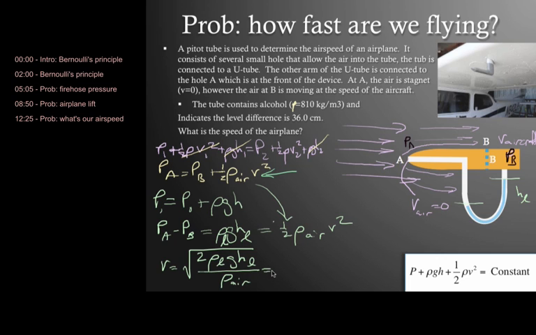And if we plug in our numbers, so we know H, we know rho of the liquid, and we know rho of air. So rho of air is much smaller. It's about 1. So here it's 1.03 kilograms per meter cubed. So when we plug this in, we're going to get about 75 meters per second, which is a usual flight speed for a Cessna.